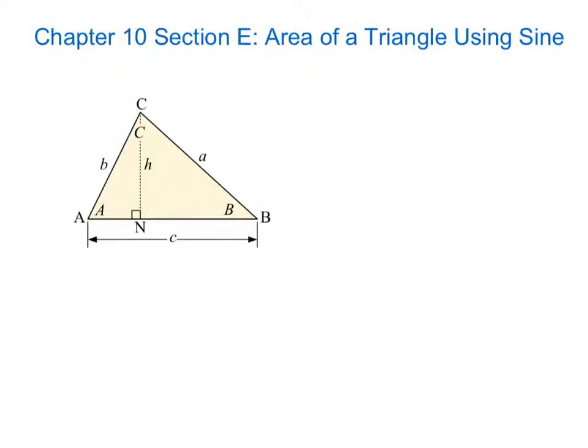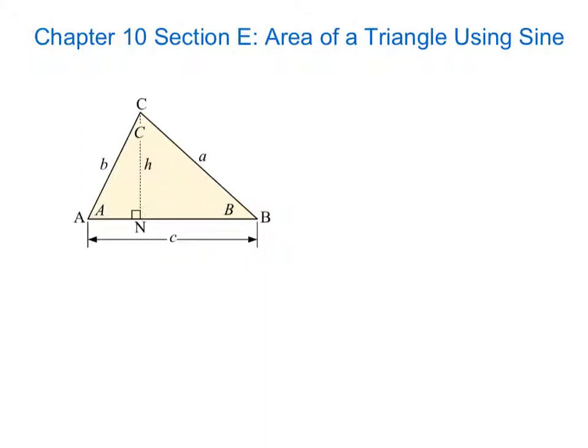In this video, we'll be looking at Chapter 10, Section E, on the area of a triangle using sine. Let's consider the triangle shown. Notice that we have three angles, A, B, and C, and we have three sides, also a, b, and c. And notice that side a is opposite angle A. Likewise, side b is opposite angle B, and side c is opposite angle C.